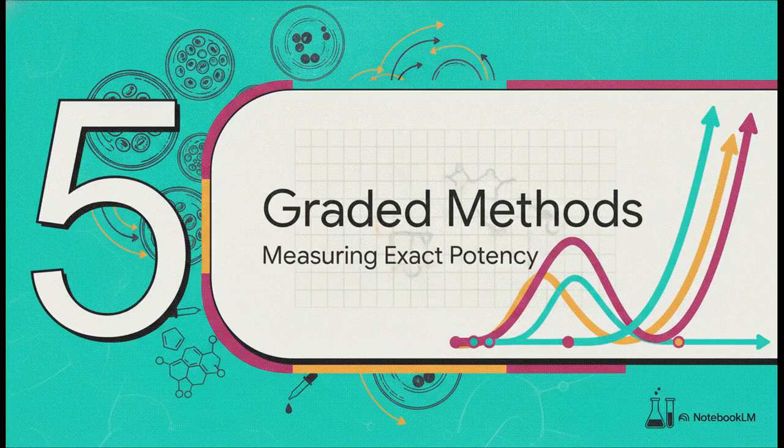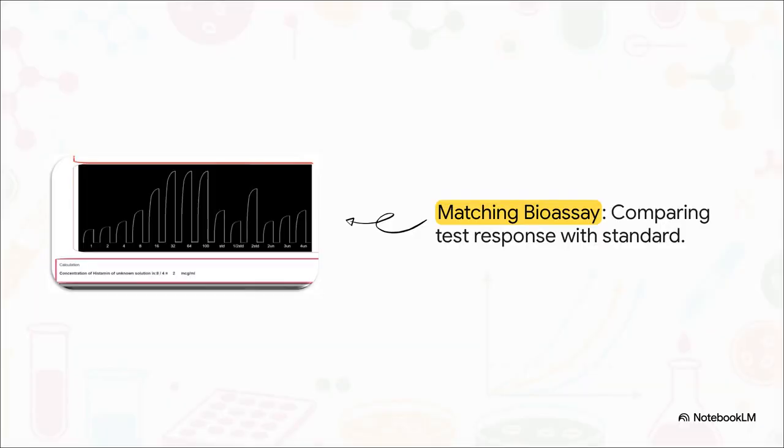Which brings us right to Section 5, Graded Bioassay Methods. Because of those limitations with quantal testing, whenever we need precise pharmacological estimations, we turn to graded methods. In a graded bioassay, the response is measured on a continuous sliding scale. The simplest form of this is the matching bioassay. When you look at a tracing for this, here's what's happening.